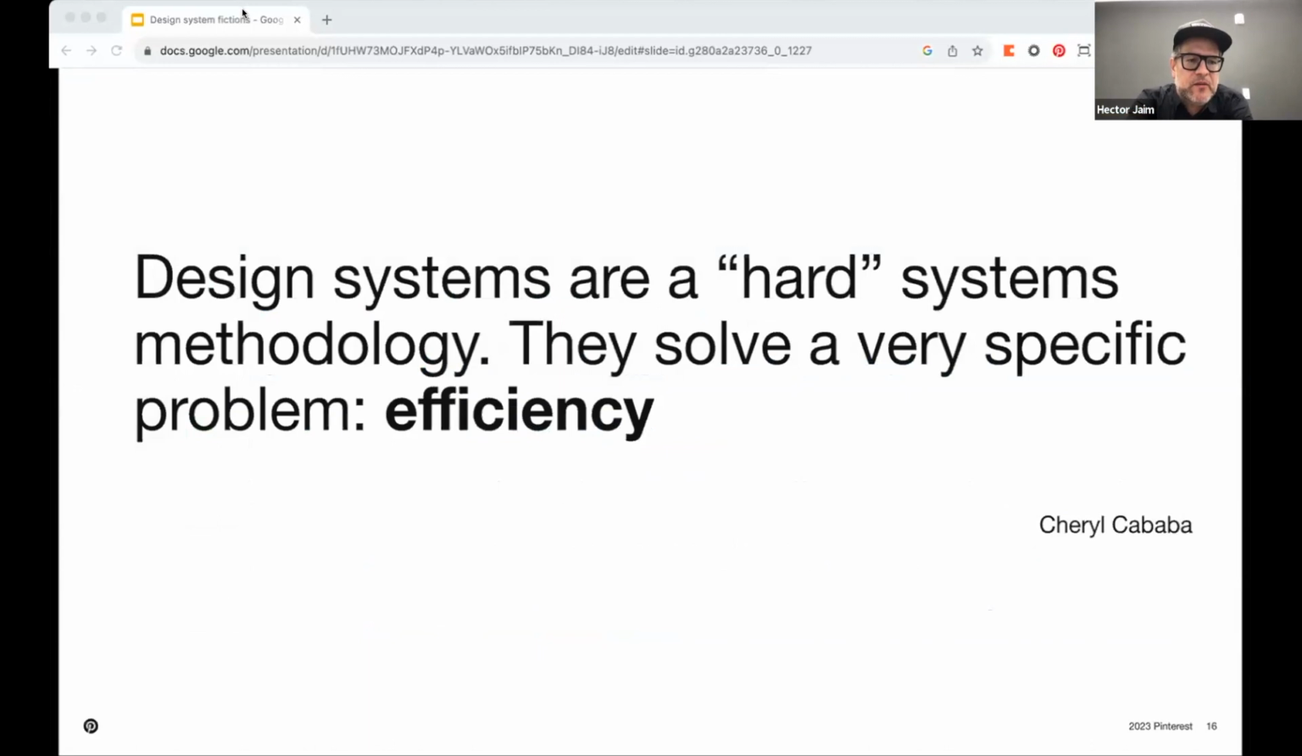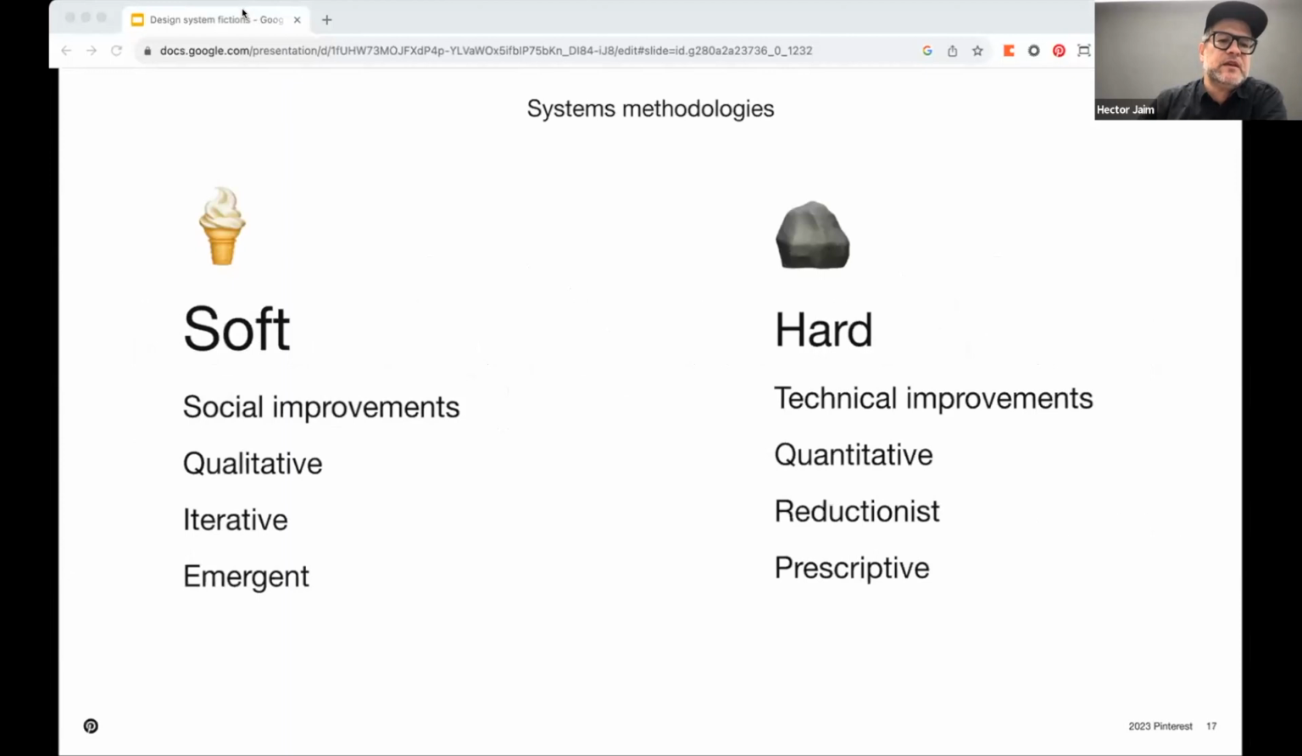Another problem is that we talk about systems thinking as far as design systems, but design systems is a specific type of systems thinking methodology. Again, Cheryl in her book calls it a hard systems methodology. It solves a very specific problem that we are very familiar with, right? It solves for efficiency. So just to look at the different types of systems thinking, you can kind of break it up into two types. There's soft systems and hard systems. Soft tends to talk about social improvements. It gathers qualitative data. It's iterative, and instead of coming up with prescriptive problems, it's more that things emerge and ideas emerge from that.